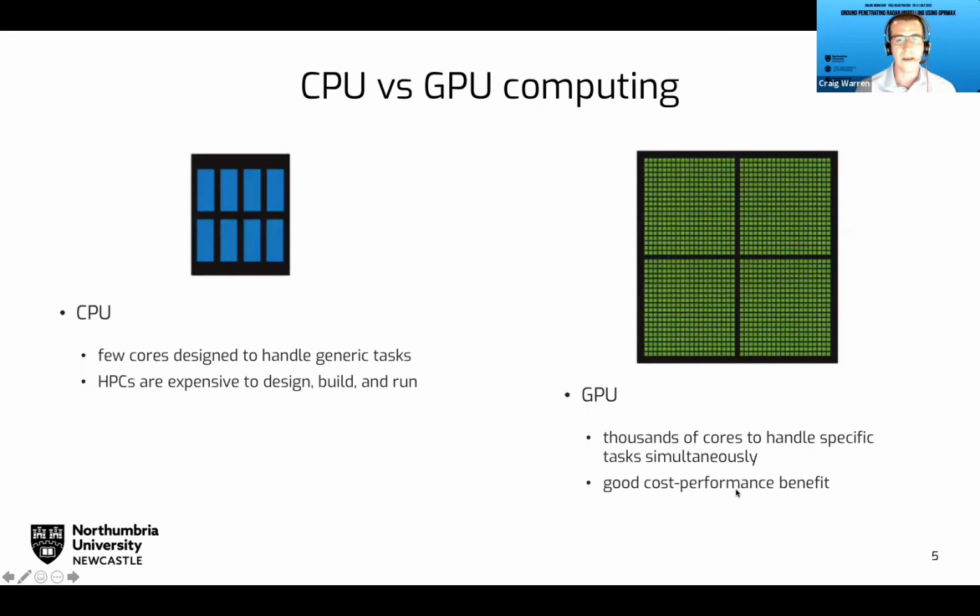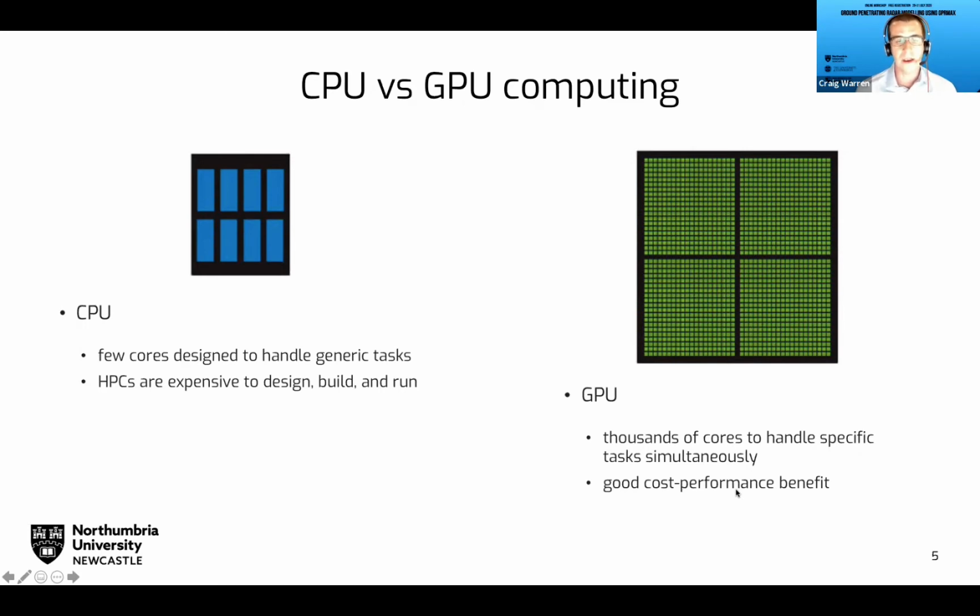But in essence, your laptop or workstation these days will have a handful or more of CPU cores. And the CPU cores are basically designed to handle very generic tasks. So they need to be able to cope with copying files, reading email, browsing the web, all sorts of different tasks.